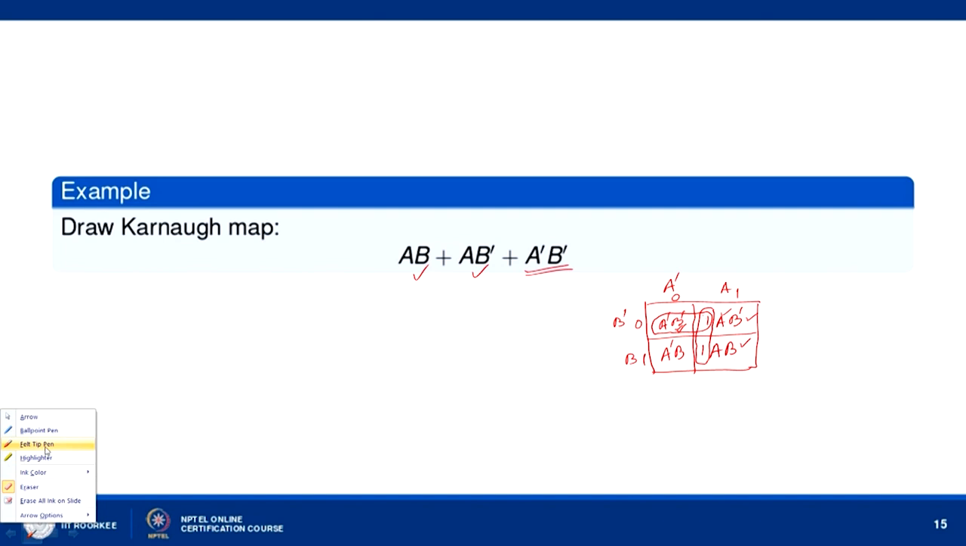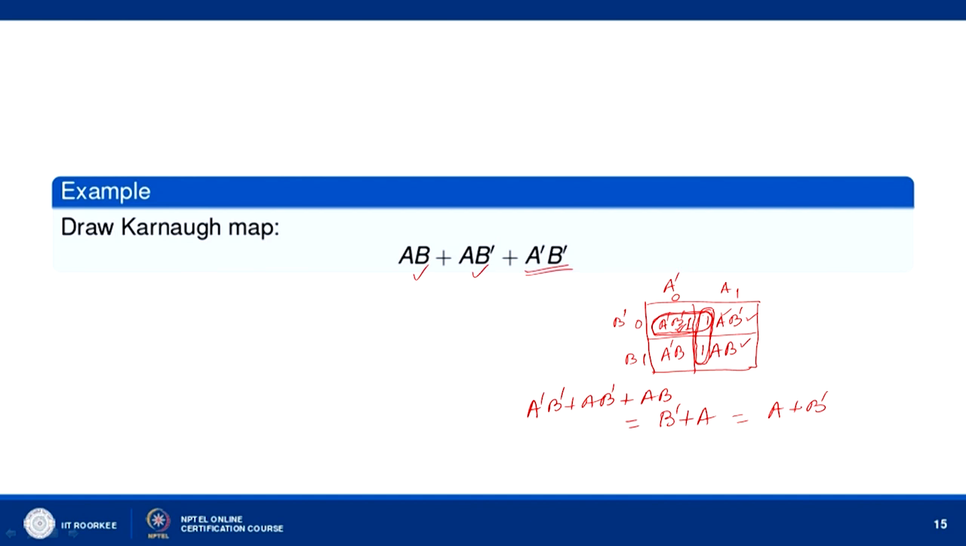Now, because of this looping, if you consider this loop first, then as a result of this looping, the value will be B dash, because A is occurring here in the complemented form as well as the uncomplemented form. So, A dash B dash plus A B dash will be equal to B dash. And as a result of this looping, B is occurring in the complemented and uncomplemented form, so the result will be A. So, A dash B dash plus A B dash plus A B will be equal to B dash plus A, or you can say A plus B dash.